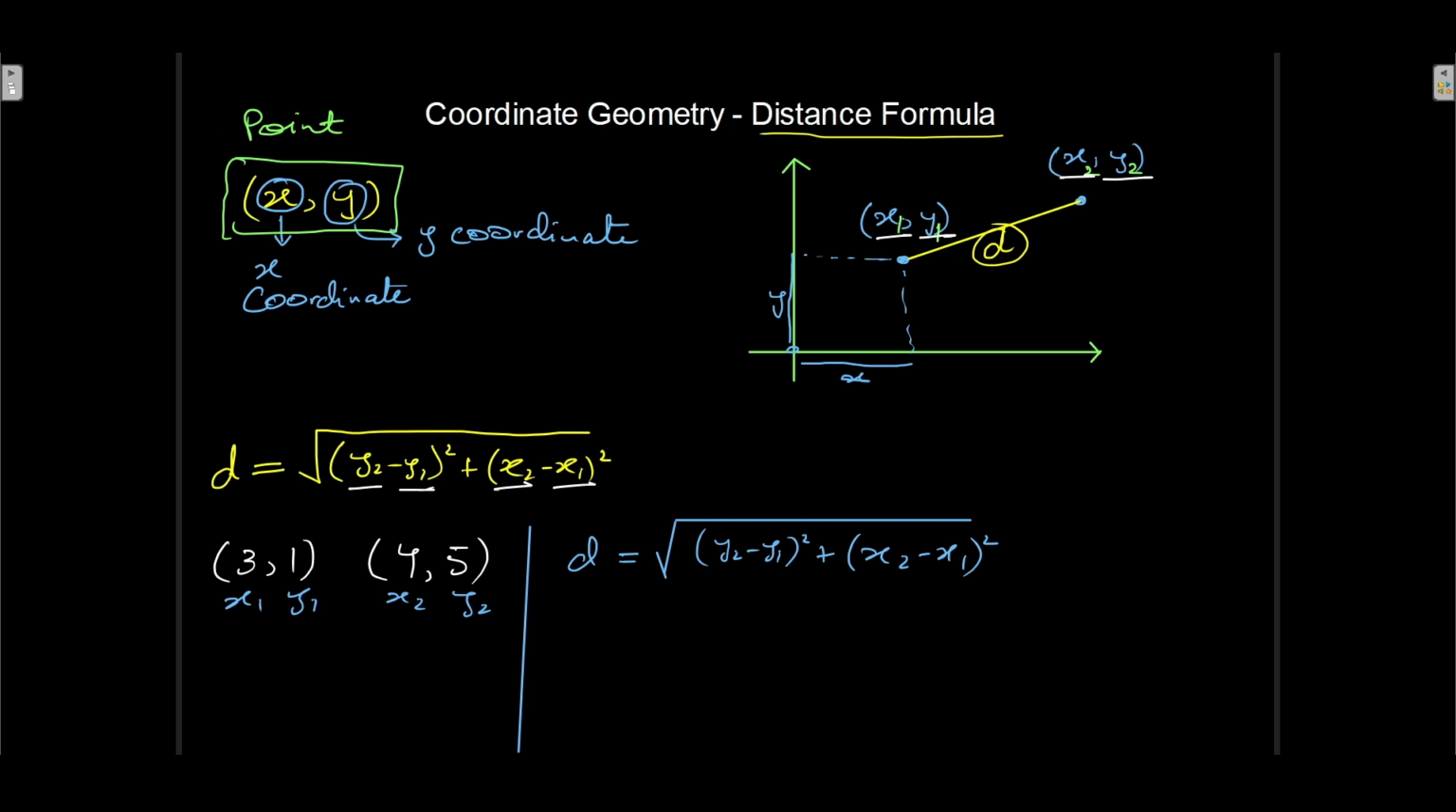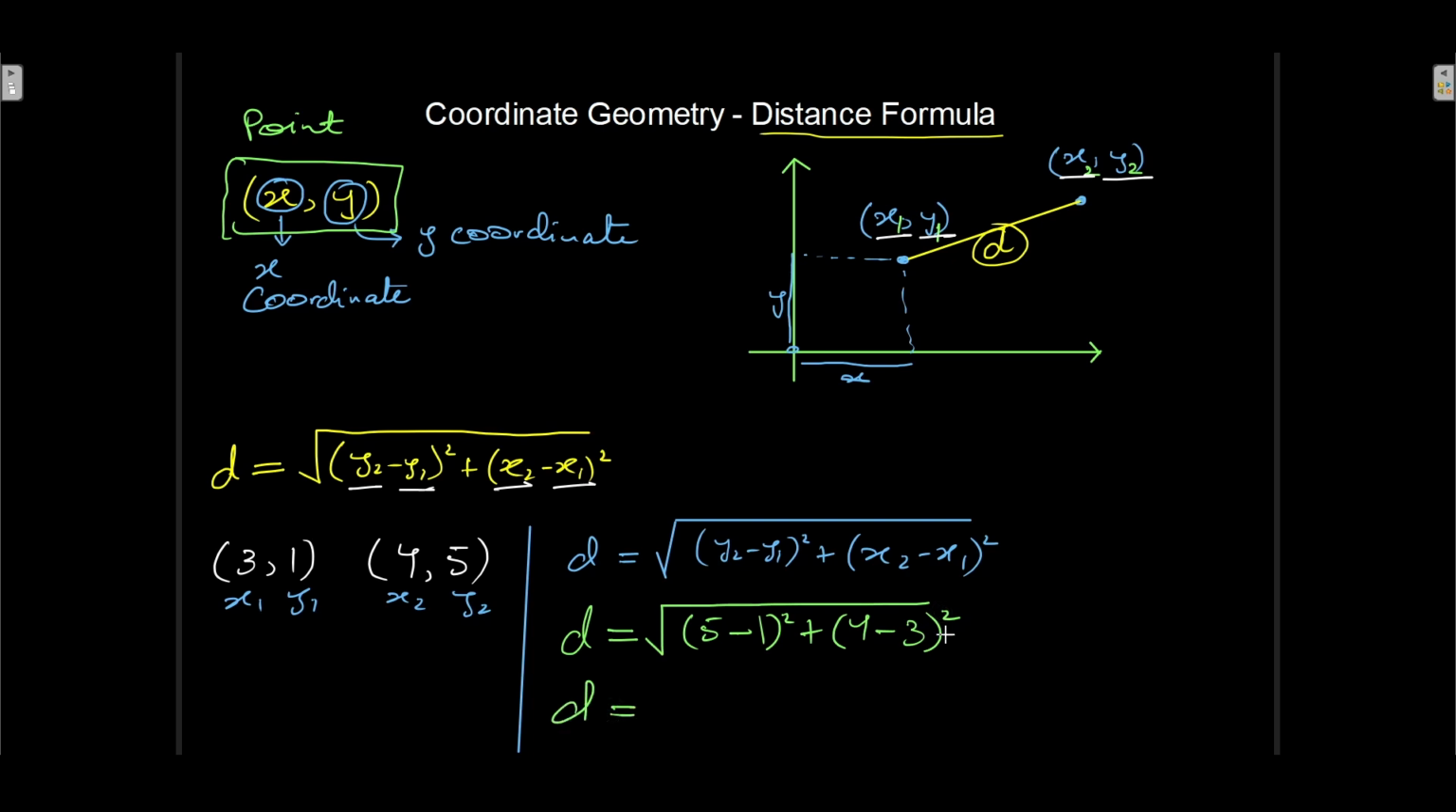Now you just have to respectively substitute the values. So the value of y2 is 5, so I'll place 5 over here. The value of y1 is 1, so I'll place 1 over here. Similarly, the value of x2 is 4, so I'll place 4 over here. And the value of x1 is 3, so I'll simply place 3 over here. So the value of y2 was 5 minus the value of y1 is 1, plus the value of x2 is 4 and the value of x1 is 3.